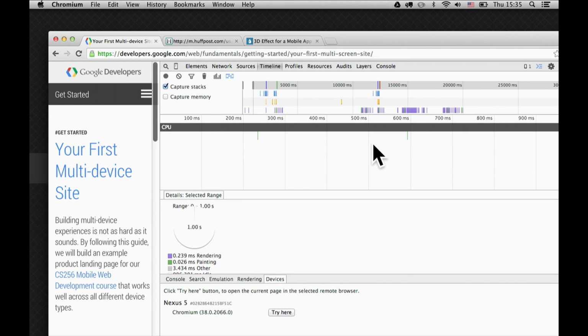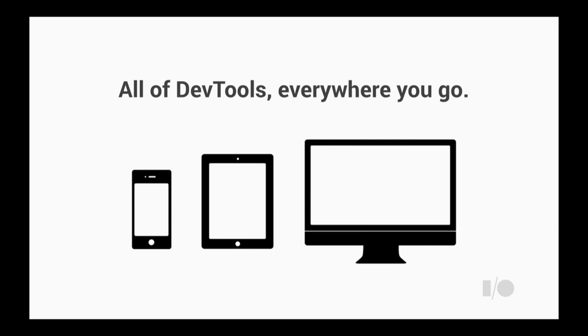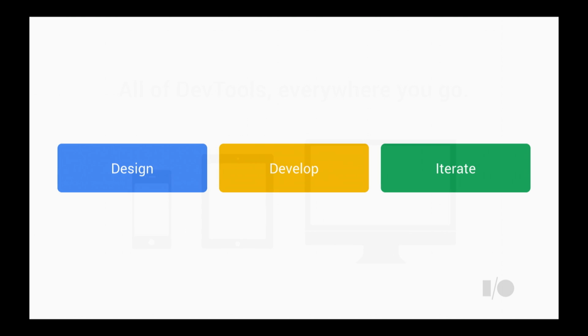So a couple of performance features that didn't work out that well in the demo. But again, try them at home, and I hope they'll work better on your computer. So let's move back. All of these features, everything that's in DevTools, even the most advanced performance stuff, is available to you everywhere, including the ones I just showed you. And they work with every device running Chrome, even the Chromecast. So we had design, develop, and iterate right here.